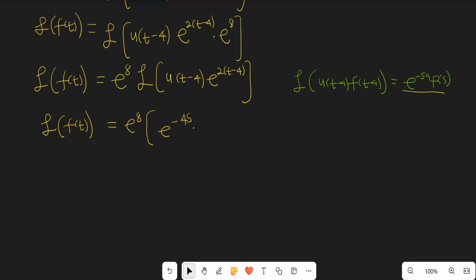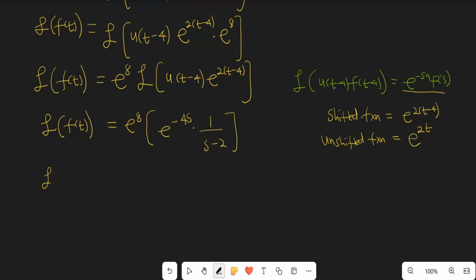The shifted function here is equal to e^(2(t - 4)). But the unshifted function is equal to e^(2t). So we are simply taking the Laplace transform of this unshifted function. And the Laplace transform of e^(2t) is going to be 1 over s minus 2.